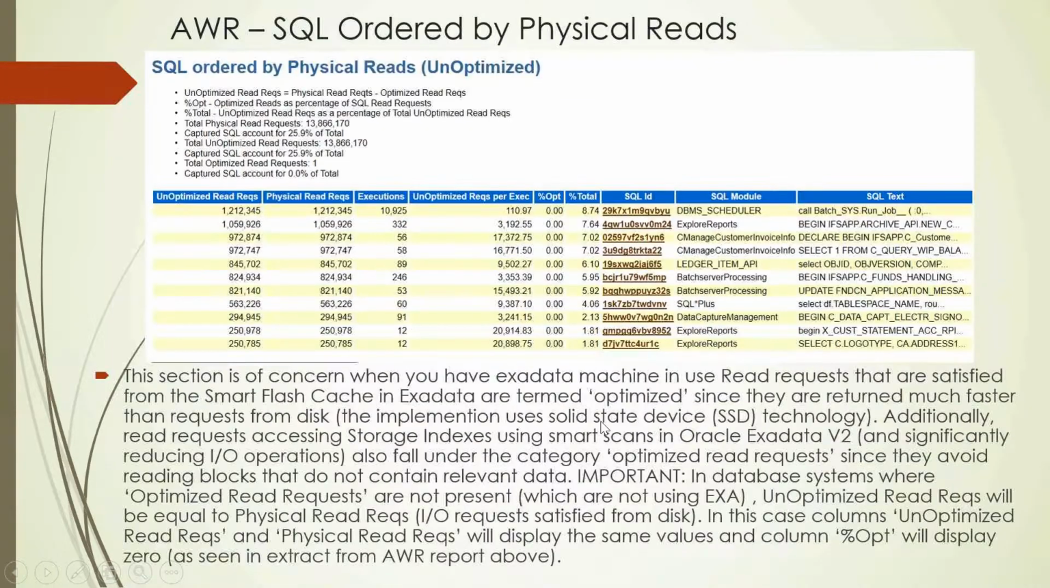Then the next is SQL ordered by physical reads. Like the logical reads, again, it is by physical reads. This section is of concern when you have an Exadata machine. If you are not using Exadata, you should always check the SQL ordered by logical reads. However, if this section has unoptimized fast flash SQL, additionally, the read requests accessing storage indexes using smart scans in Oracle Exadata. So this is something specific to Exadata.